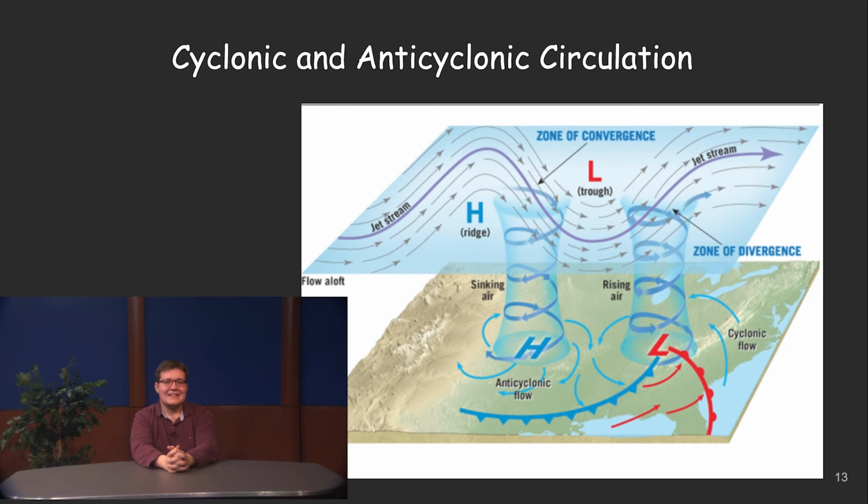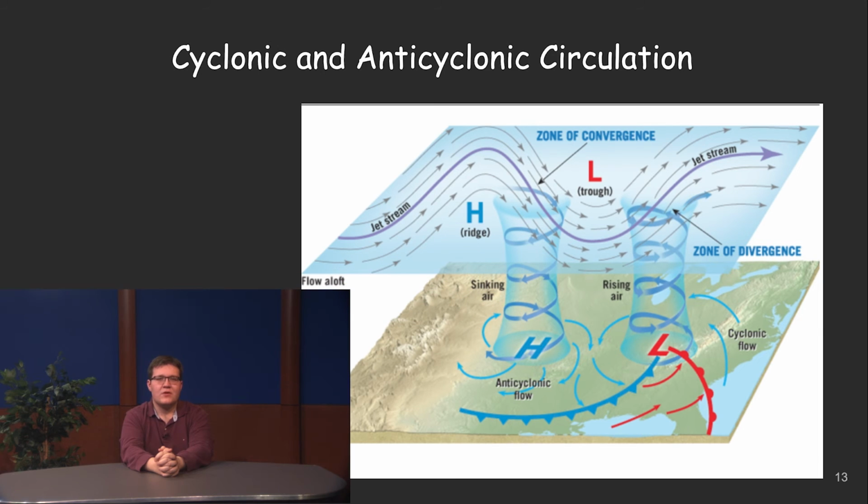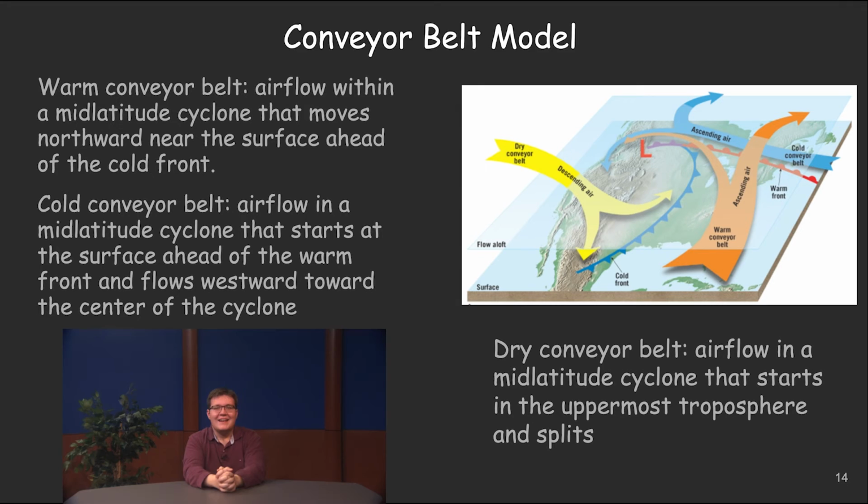Cyclonic and anticyclonic circulation. A cyclone has air that flows upwards towards the jet stream, and an anticyclone has air spiraling downward towards the ground. A surface low pressure is characterized by convergence, while high pressure at the surface exhibits divergence.